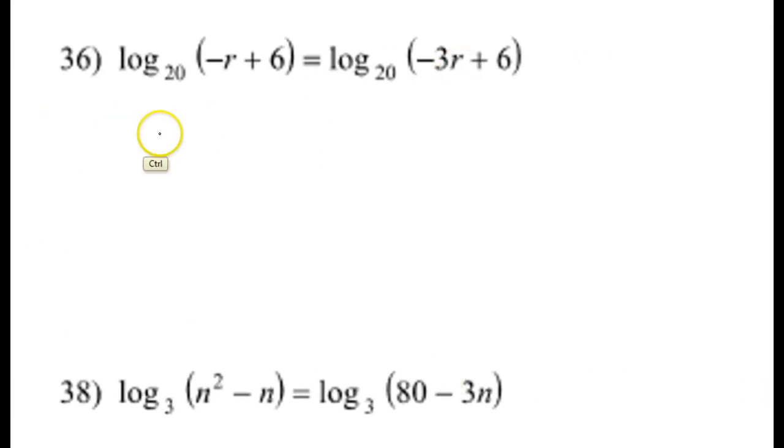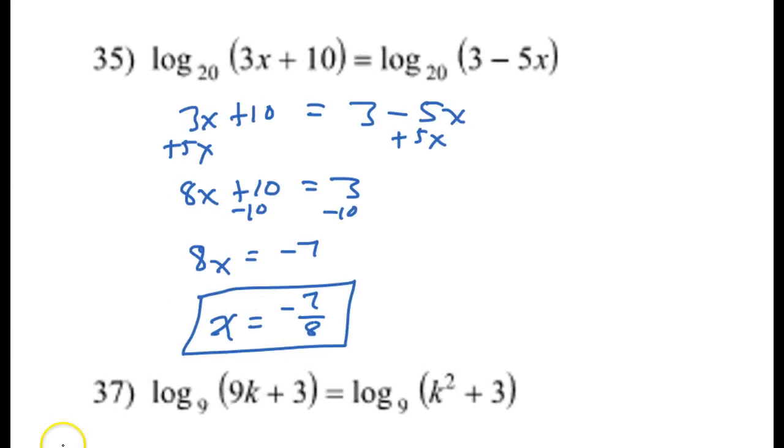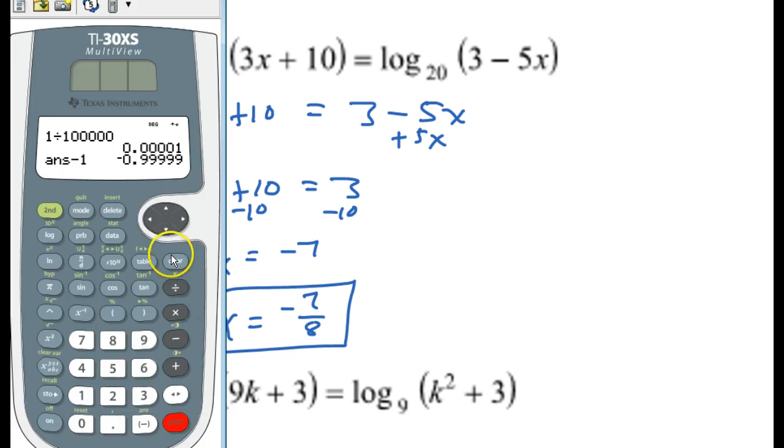36 is the exact same thing. So negative r plus 6 should, wait, hold on, let me go back. We should always stop and check to see if it's extraneous or not. You can't take the log of a negative number, so we just have to make sure we're not getting a negative number. Let's see, 7/8.